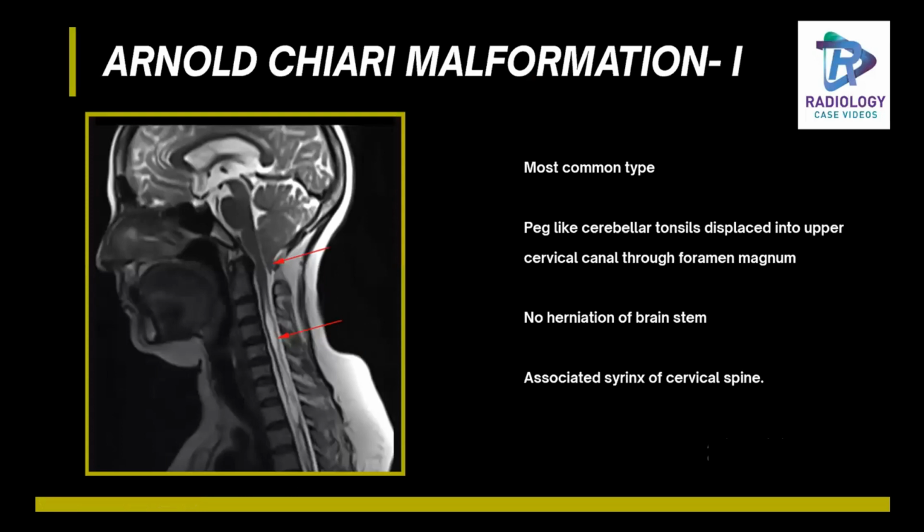So this is a case of Arnold Chiari 1 malformation. Chiari malformations are a group of defects associated with congenital caudal displacement of the cerebellum and brainstem. There are 7 groups of the same: Chiari 0, 1, 1.5, 2, 3, 4, and 5, out of which Chiari 1 malformation is the most common.